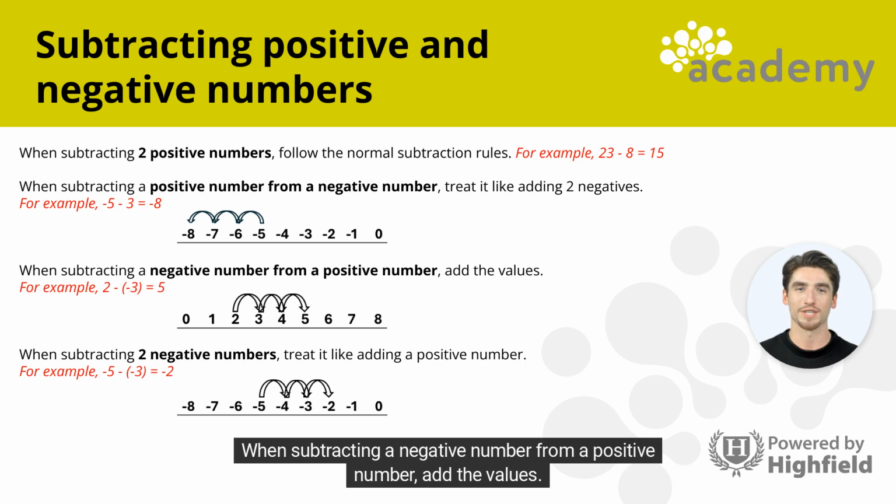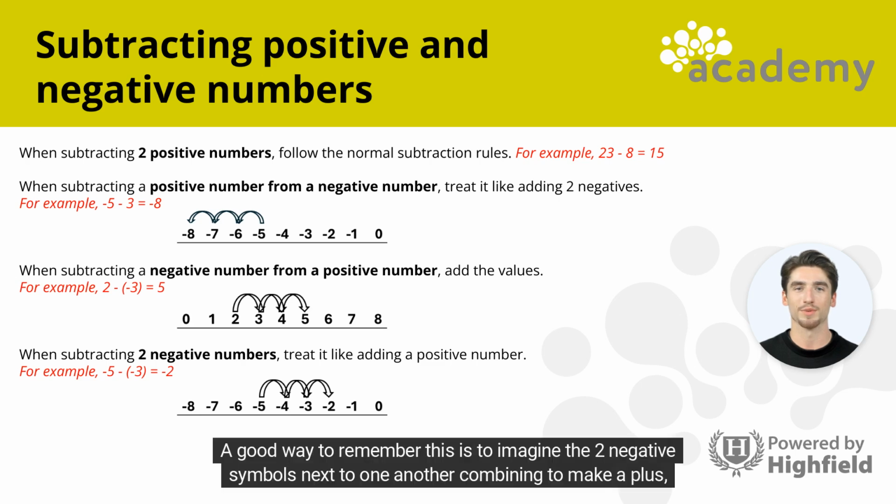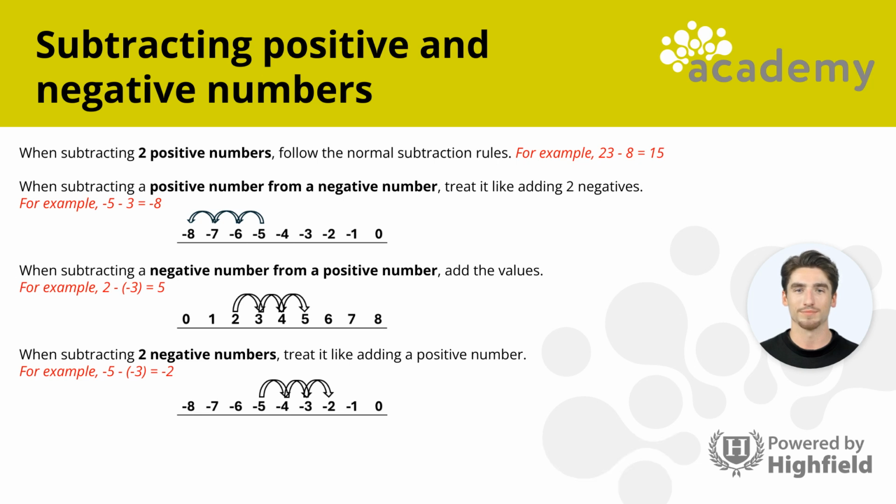When subtracting a negative number from a positive number, add the values. A good way to remember this is to imagine the two negative symbols next to one another, combining to make a plus or addition symbol. For example, 2 minus minus 3 equals 5.